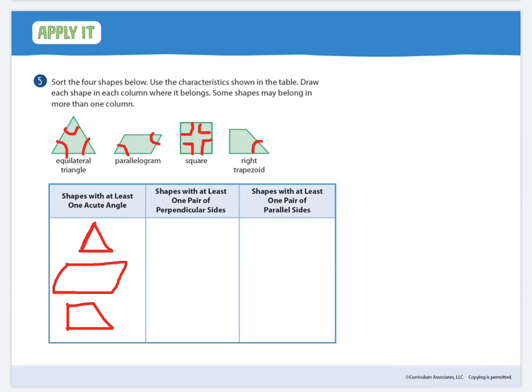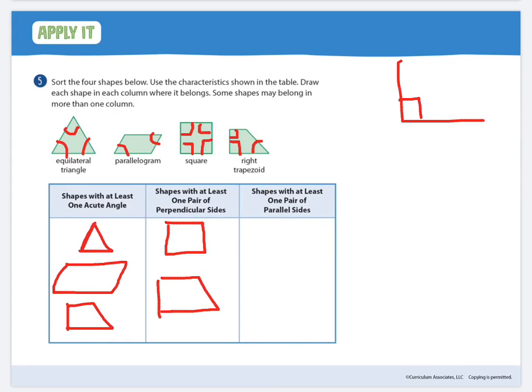The second column is asking us to draw shapes with at least one pair of perpendicular sides. Remember, perpendicular sides are two sides that create a right angle. So we're looking for the shapes that have at least one right angle where two sides are creating that right angle. We can see here that the square has right angles, so we are going to draw the square. And the right trapezoid has two different right angles in it, and so the right trapezoid also belongs in this column.